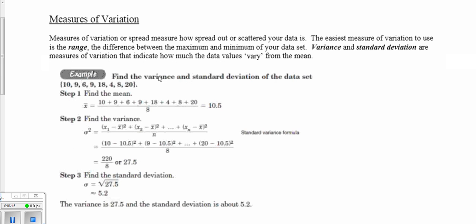Let's look next at measures of variation. Now, measures of variation, or spread, measure how spread out or scattered your data is. The easiest measure of variation is to use the range, the difference between the maximum and minimum of your data set. Now, variance and standard deviation are also measures of variation that tell us how much the data values change or vary from the mean. Again, it basically just shows us the average of how far each one of them is from our average or our mean value.